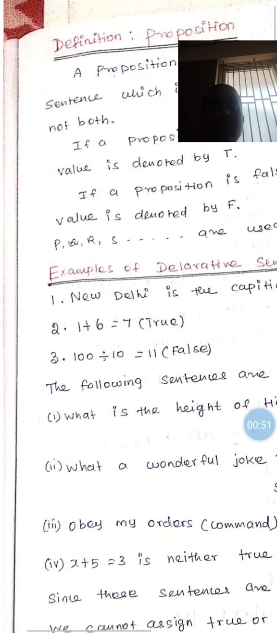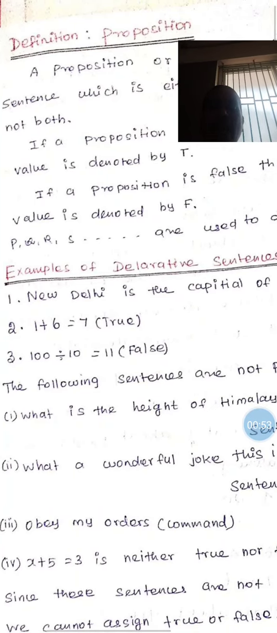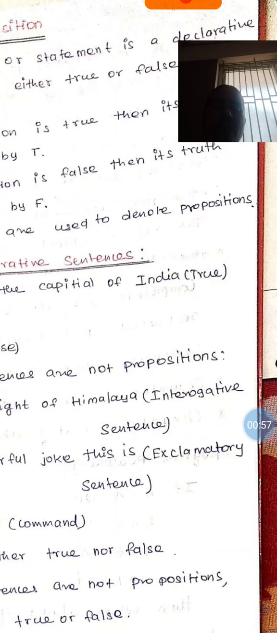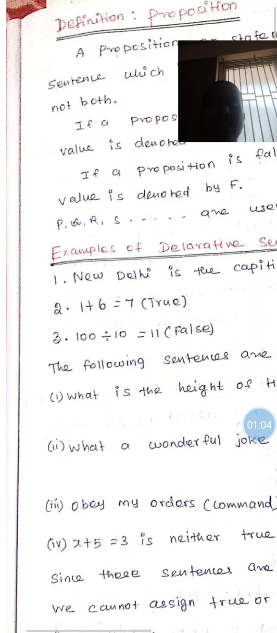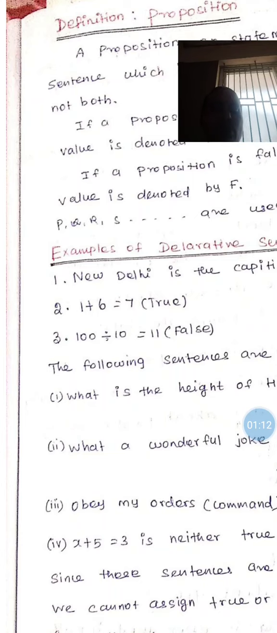Now we see some examples of declarative sentences. The first one is, New Delhi is the capital of India. This statement is true. Then the second one is, 1 plus 6 equal to 7. This is also true. 100 divided by 10 equal to 11. This sentence is false. These are examples of propositions.